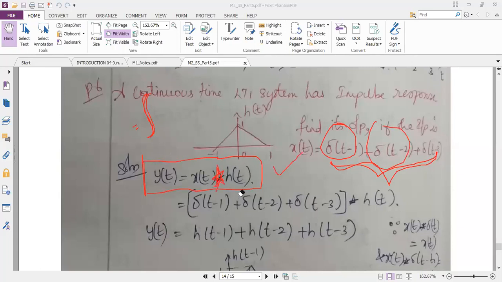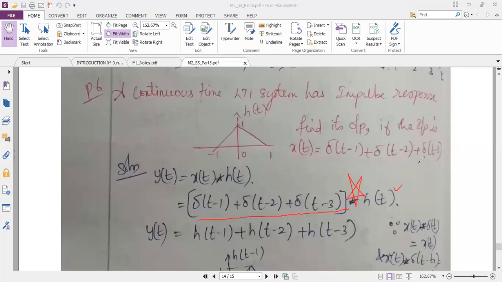And I know what is x of t. X of t is the complete delta terms. I'm just substituting here delta of t minus 1 plus delta of t minus 2 plus delta of t minus 3 convolution with h of t. And we have a very well-known, ready-made answer if I convolve delta function with h of t. The very well-known answer is h of t minus 1. So if you combine delta function with h function, my output is h function only.